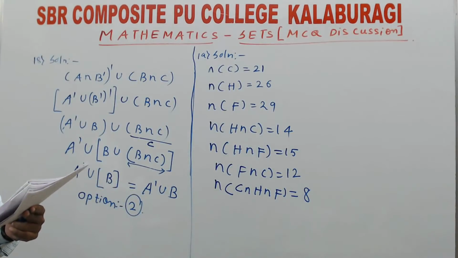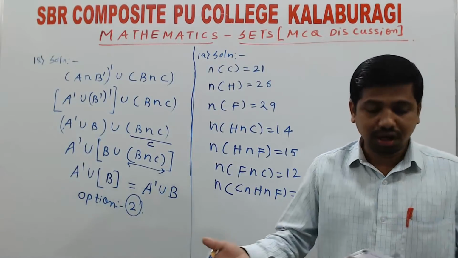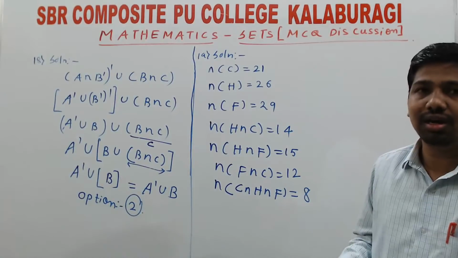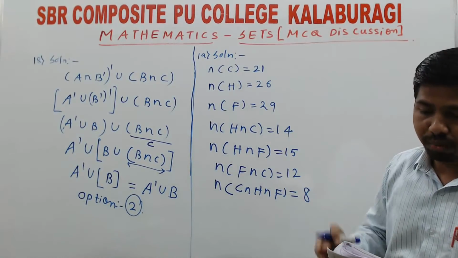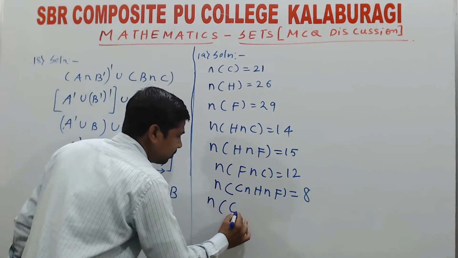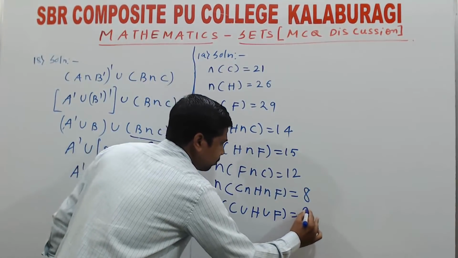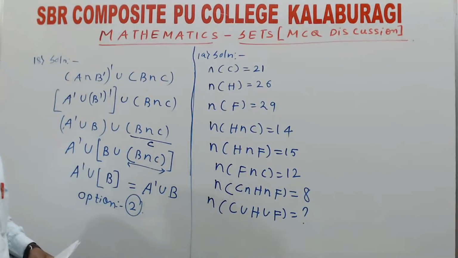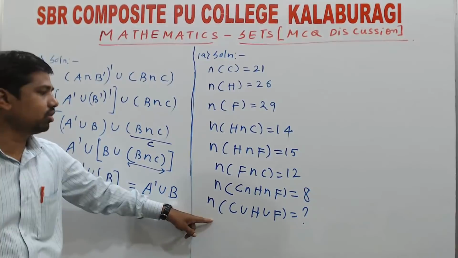Then the total number of members in the three athletic teams: how many athletes are there in that team? Totally, it will be cricket or hockey or football. So what you have to find here is N of C union H union F equal to question mark. This is the given data for us, and this you have to find. We know this formula.